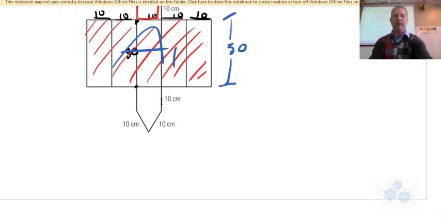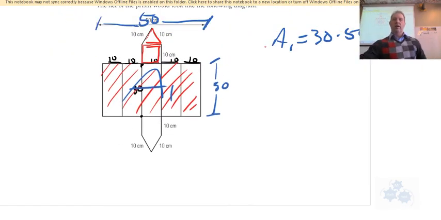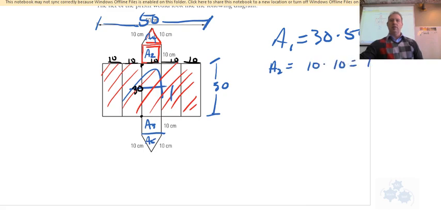So if we're calculating the area of this, we have area 1. Let's say this is area 2. This is area 3, and those are going to be the same. Area 4, area 5. So area 2 is 10 by 10, or 100 centimeters squared. Area 3 is the same, 100 centimeters squared.